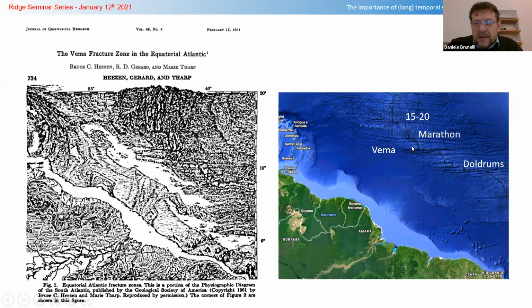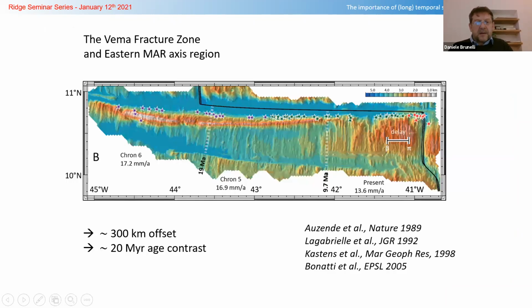So here we are in the Mid-Atlantic region at 11 degrees north. And this is the map produced after the cruises led by Enrico Bonatti, and it is mainly the work of Marco Ligi, as geophysicist, who produced all the bathymetric and geophysical data that we use in this talk. The region of the Vema fracture zone is around 300 kilometers long and generates an offset of about 20 million years.